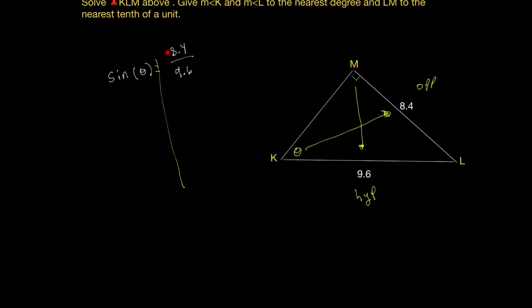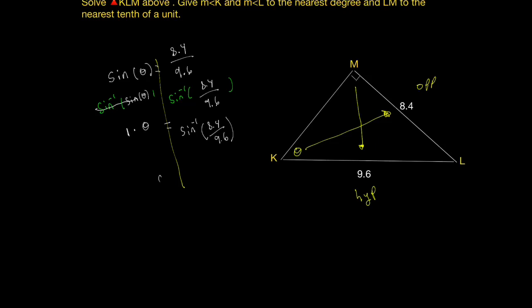I can do that by applying sine inverse to both sides. So I'm going to compose the left hand side, and I'm going to compose the right hand side. Here I have sine theta, and here I have 8.4 over 9.6. The inverse functions cancel out. We just get 1 times theta, and sine inverse of 8.4 over 9.6.